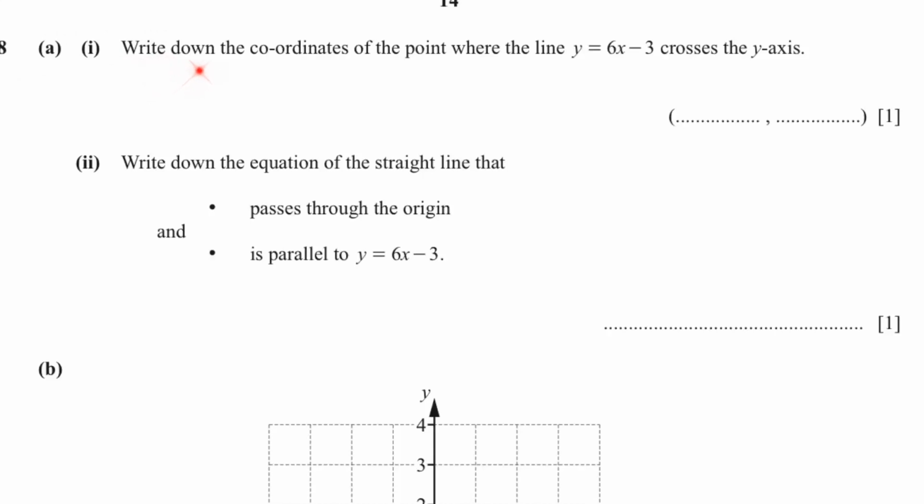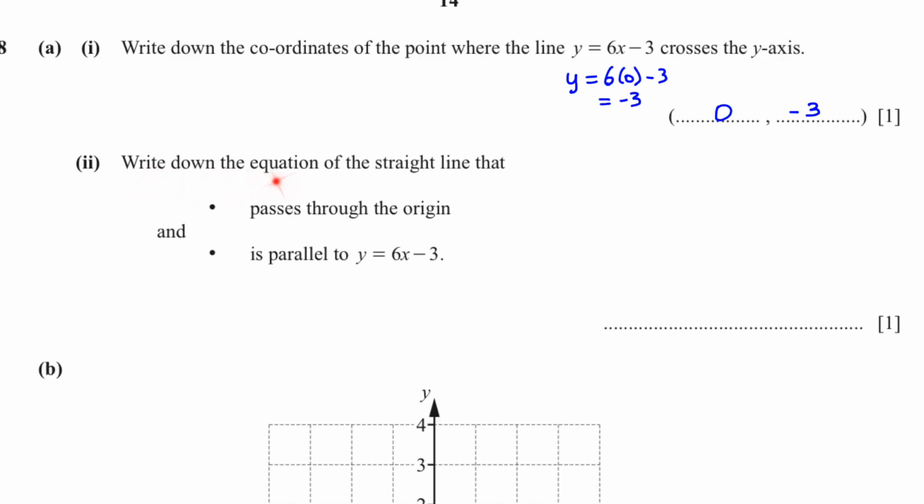In this question, we are asked to find the coordinates of the point where the line y is equal to 6x minus 3 crosses the y-axis. Whenever it crosses the y-axis, it means your x is 0. So in place of x, we will put 0. 6 times 0 minus 3, y is negative 3. So when x is 0, y is negative 3.